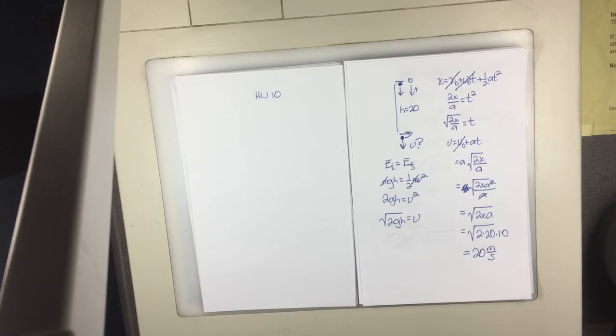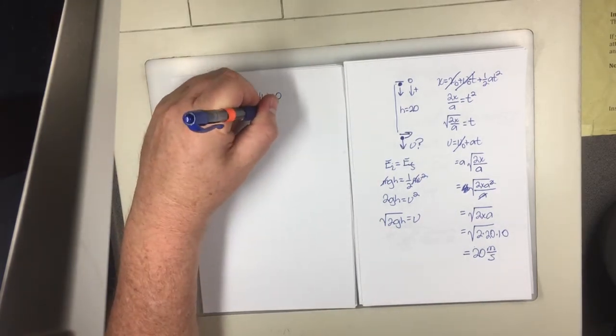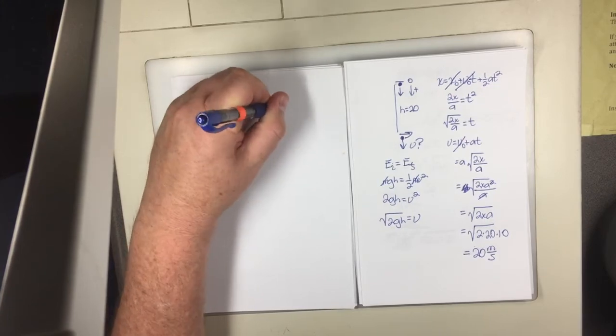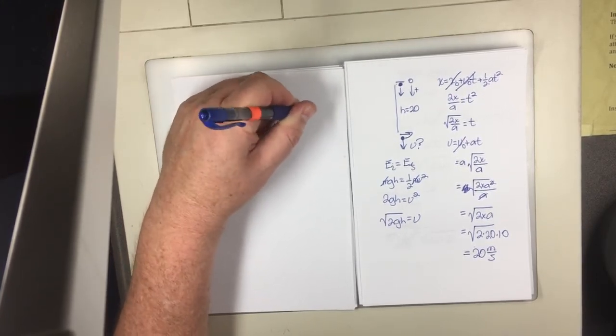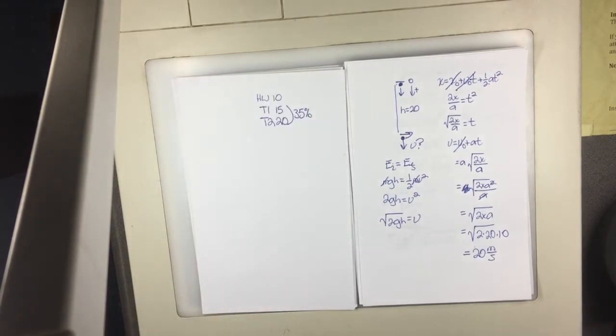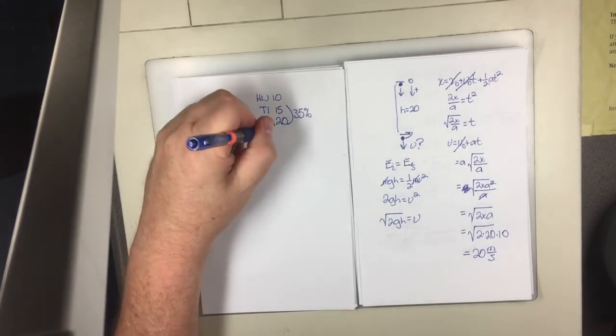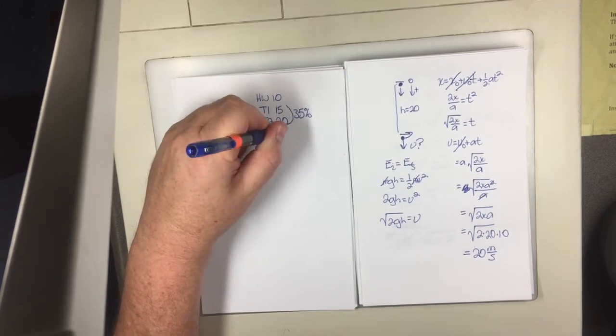The next thing is test 1 and test 2. That's 15 and 20. That's 35%. That's only a third of your grade. A third of your semester grade is based on those two tests. Test 3 and the final.